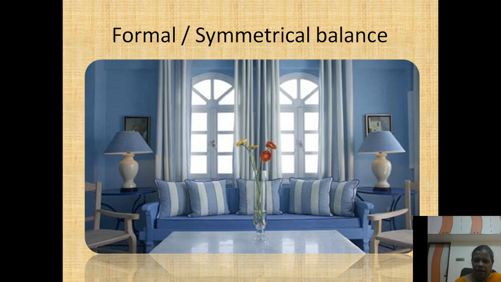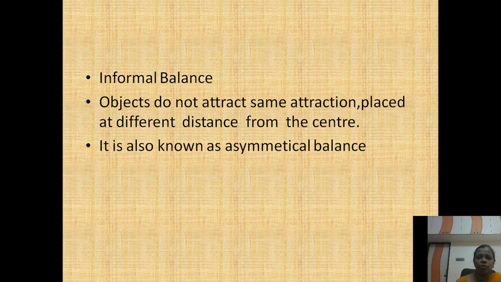So from the center point, the object must be of the same kind, it must attract the same attraction, and must be placed at an equal distance from the center. That is called as what? The formal balance. So this is the very best example for formal balance. And the next one is called informal balance.